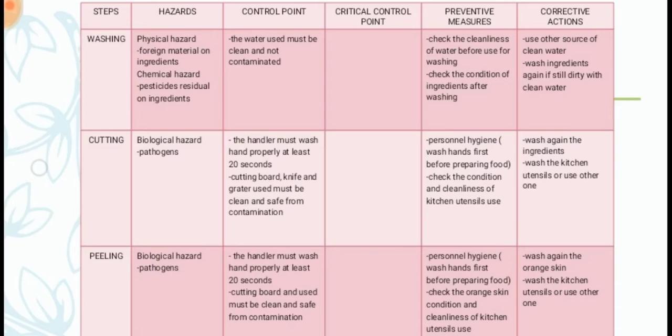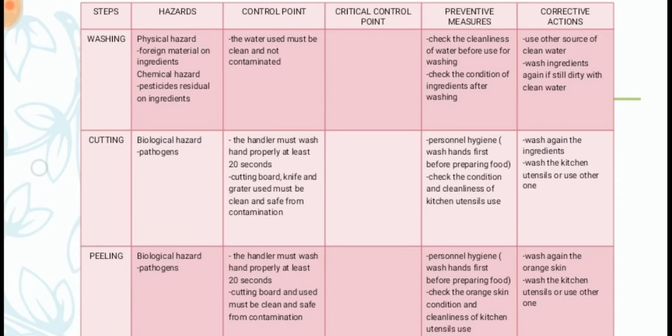Preventive measure, check the cleanliness of water and check the condition of ingredient. For the corrective action, use other source of clean water and wash ingredient again if still dirty. For cutting, it has biological hazard. With the CP, the handler must wash hand and preventive measure, personal hygiene and check the condition and cleanliness of kitchen utensil used. For corrective action, wash again the ingredients and wash the kitchen utensil or use other one.